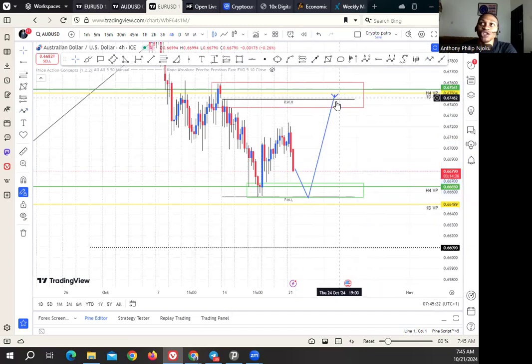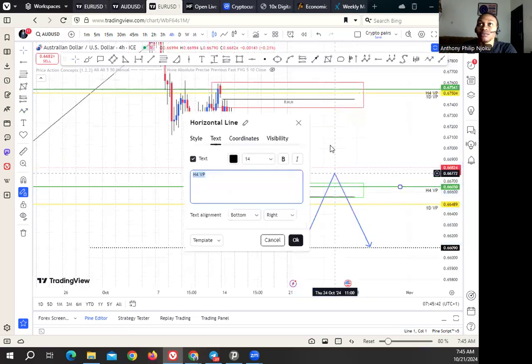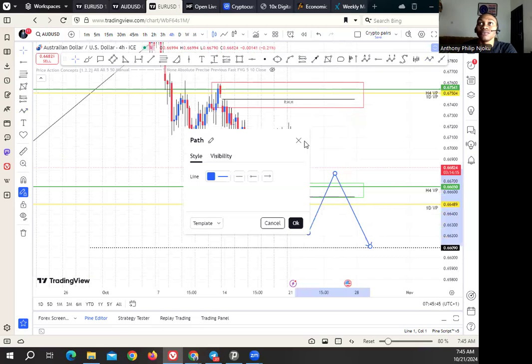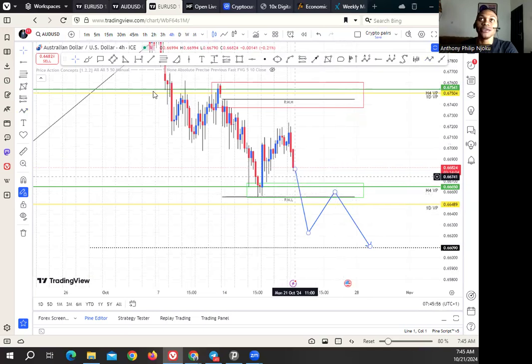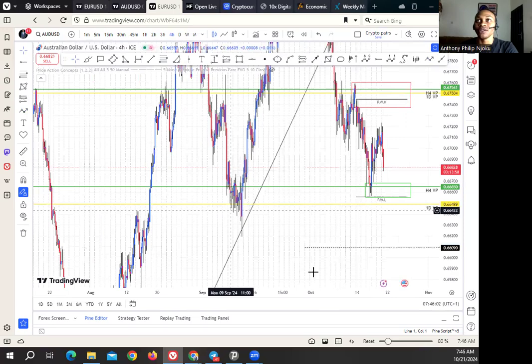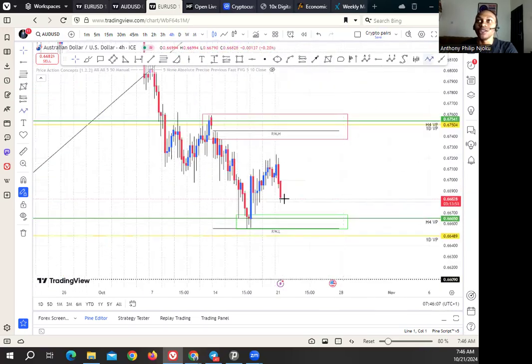The bias could change if we see that the market comes and has a massive break like this. That's when the bias could change, and then we could get something like this. But based on probability, I don't see this coming soon because of that daily reversal point which we have over here. So that's literally what I see currently for the AUD USD pair.